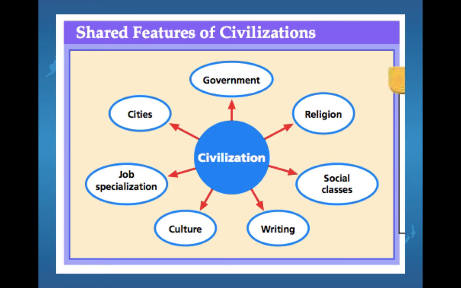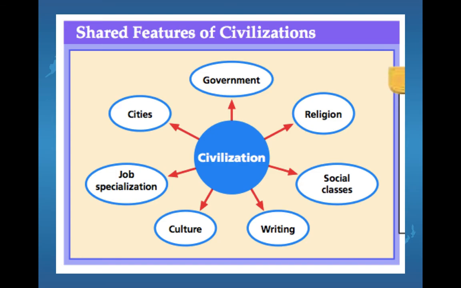Now, we kind of had an overview of GRAPES the other day, but I wanted to put this slide in here so that you could see the shared features of civilizations. When we're talking about civilizations and early civilizations, we're going to see how these societies moved from just starting to live in an area and become farmers to actually being classified as a civilization, which means we're going to have the rise of cities. We're going to have some form of government come into play.